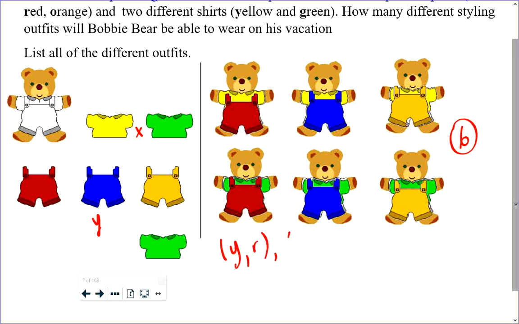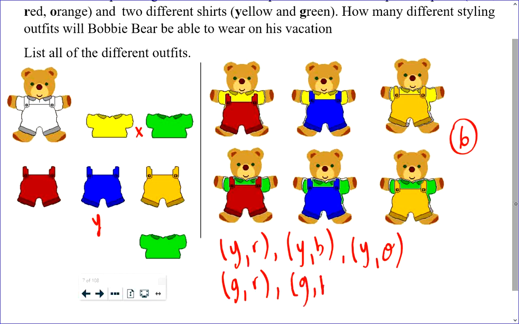YR, YB, YO. So I'm writing the letter of the color of the shirt followed by the letter of the color of the pants. And then we could have as well GR, GB, and GO. You get my drift here? Do you see how I'm representing these as an ordered pair? Okay. I mean, you could just write them out in words as well.